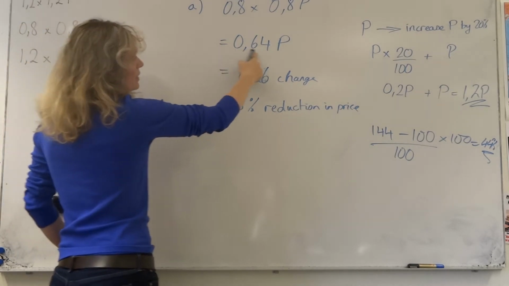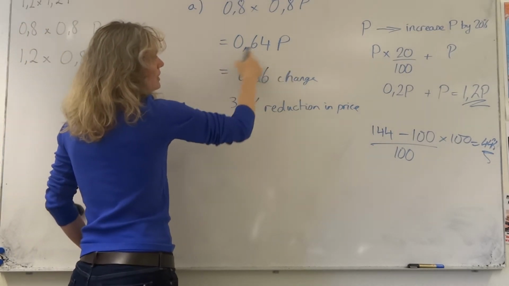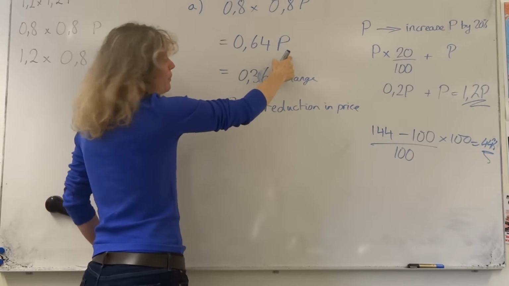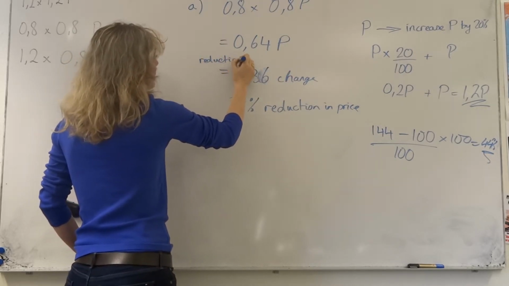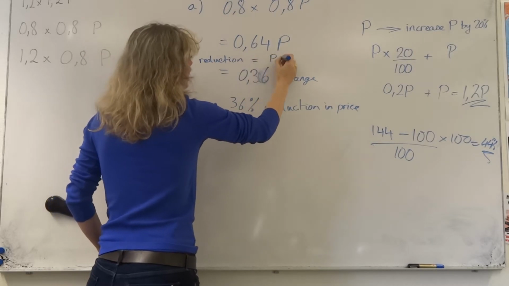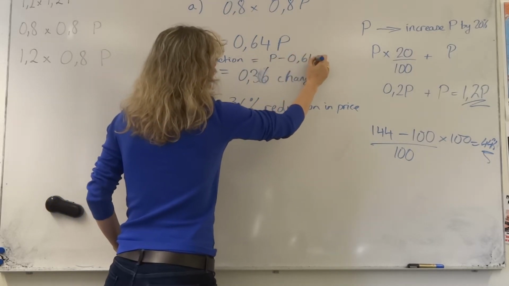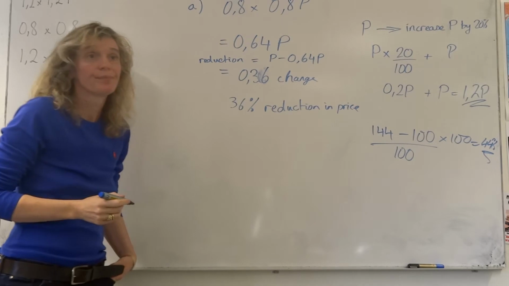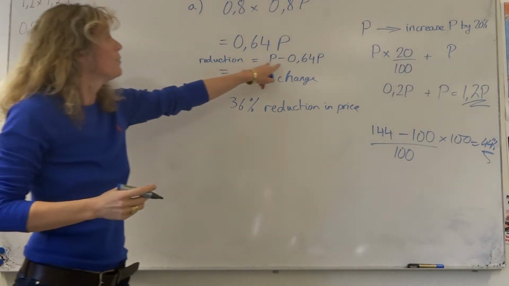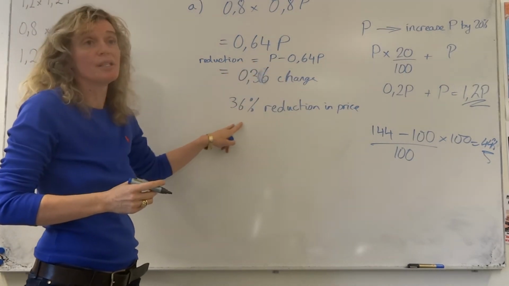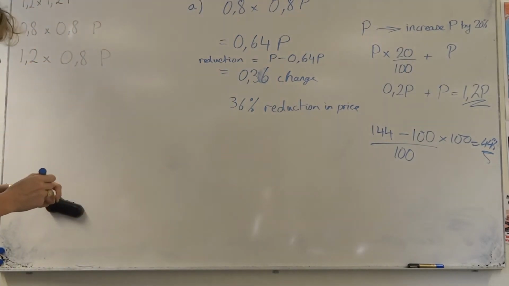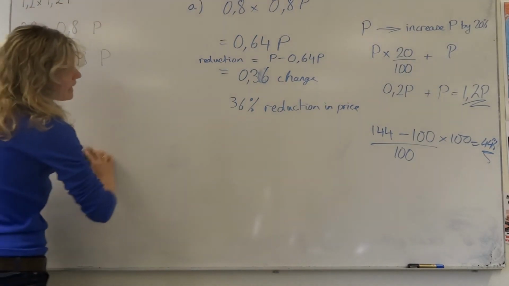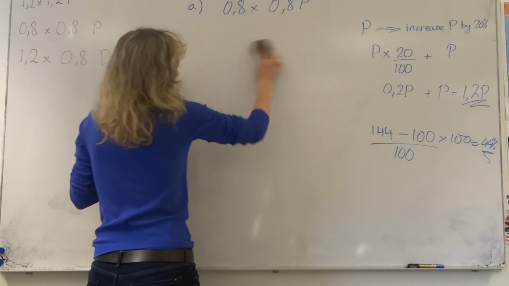So the 0.64 is 64% of P. So the reduction in price equals P minus 0.64 of P. So 1 minus 0.64, it's going to be a 36% reduction. So using this change factor method helps a lot. What have we done in this last one? And this is where it really starts to get interesting.